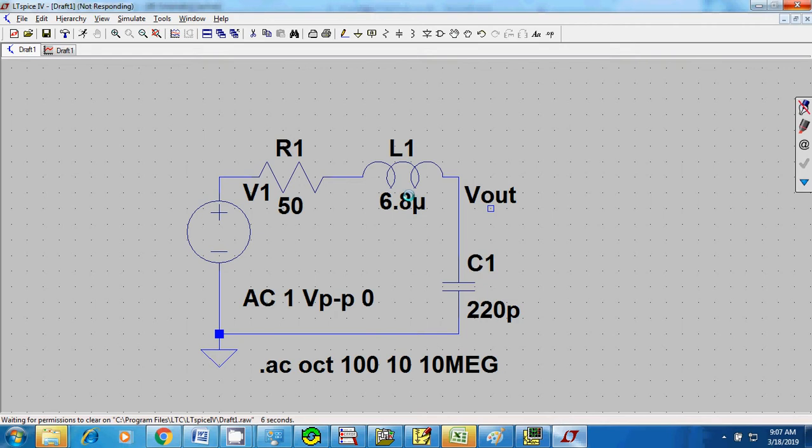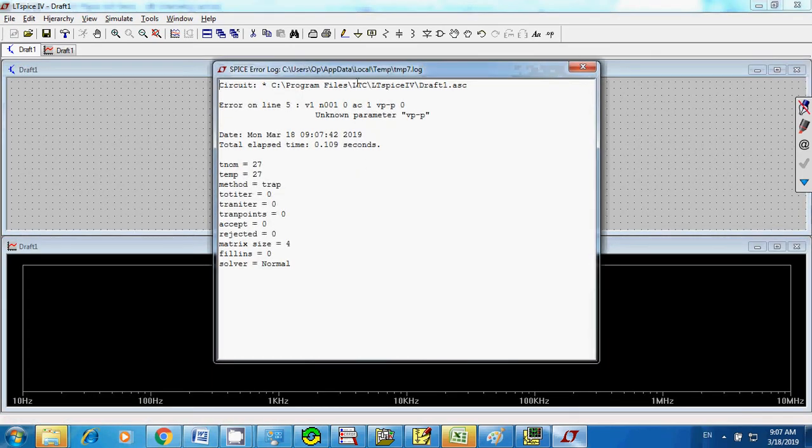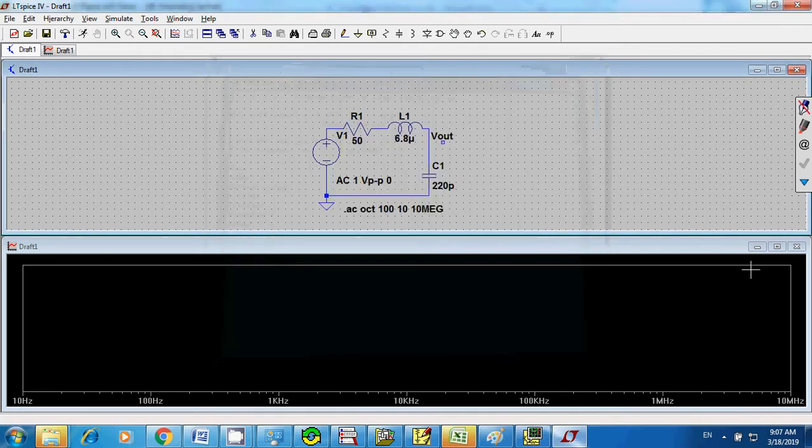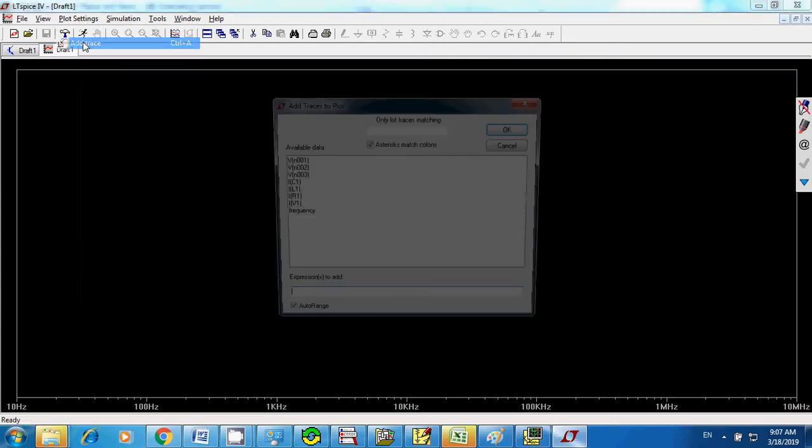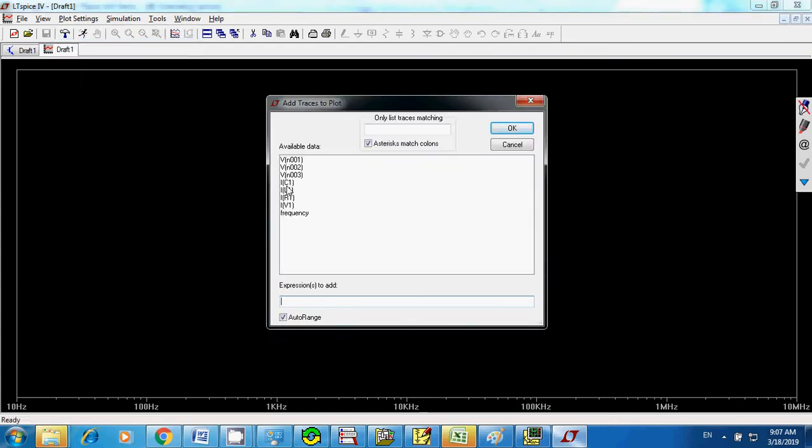So you're going to see your plot window pop up. Okay. So this is the detail of whatever came from our simulation. So let's get to the plot. You go to plot settings, you go to add trace, and then you're looking for Vout. Sometimes it doesn't show Vout, and if you take a look at this one, you're not sure which one is your Vout. You have N001, N002, N003. Okay, what you can do is cancel this one out.